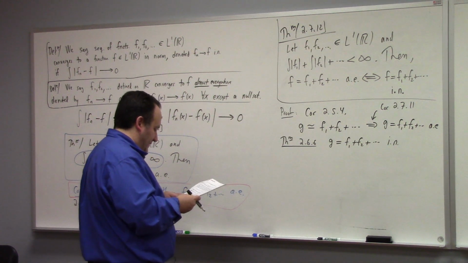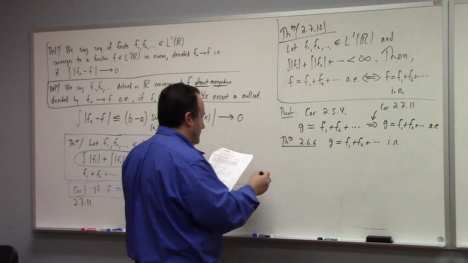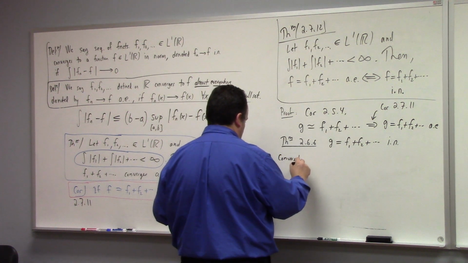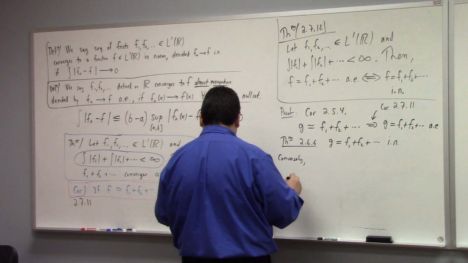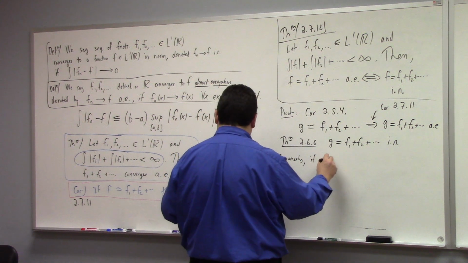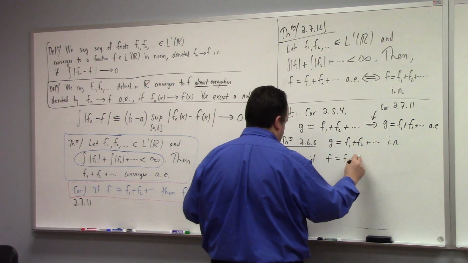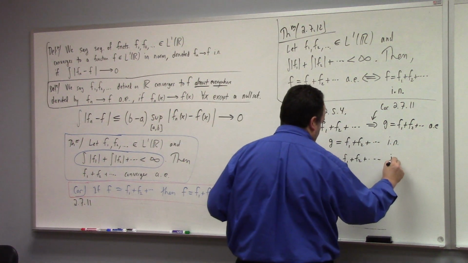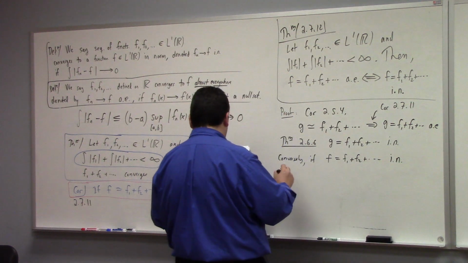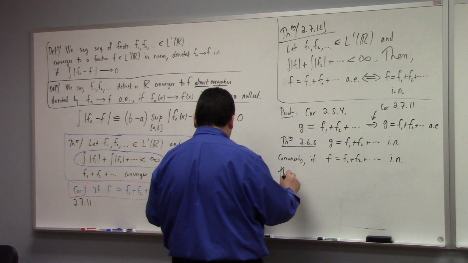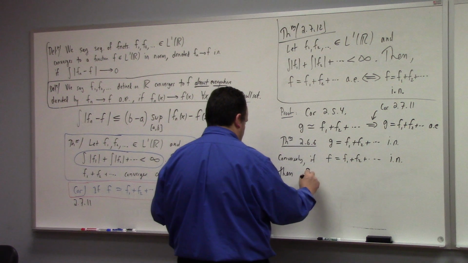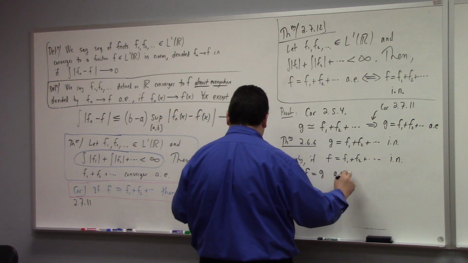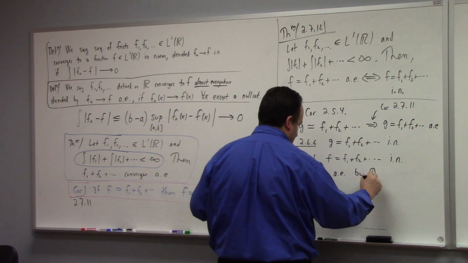And then the converse direction. Conversely, if f is equal to f1 plus f2 plus dot dot dot in norm, then he says f is equal to g almost everywhere by theorem 2.75.